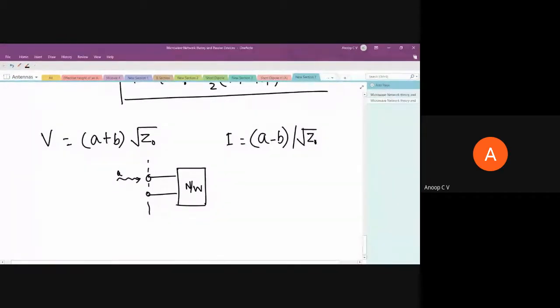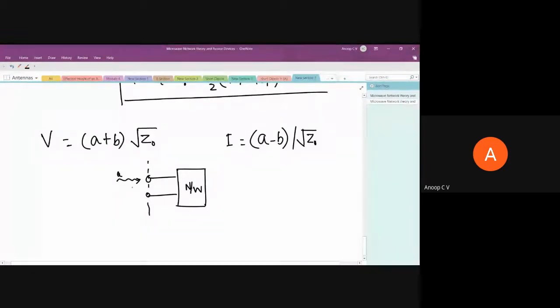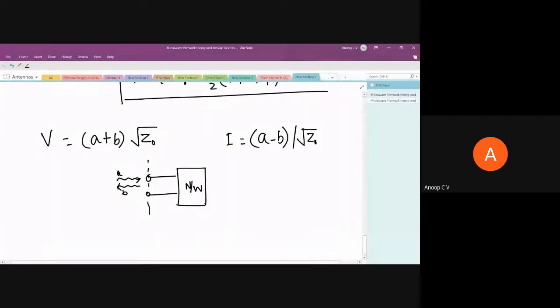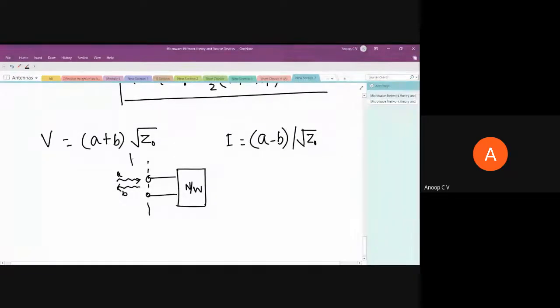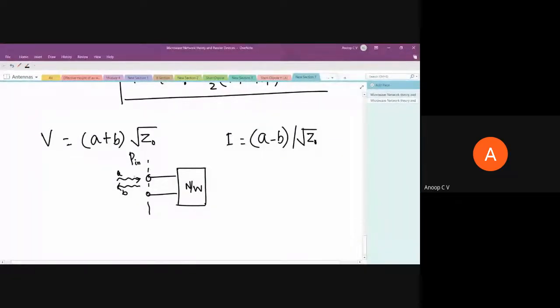It is nothing but the incident voltage normalized by root of Z naught. And B is the reflected quantity, that is, the reflected voltage normalized by root of Z naught. Similarly, if P incident is the incident power, P reflected is the reflected power, and say PO is the power delivered to the load or network. PO is the power delivered to the network.